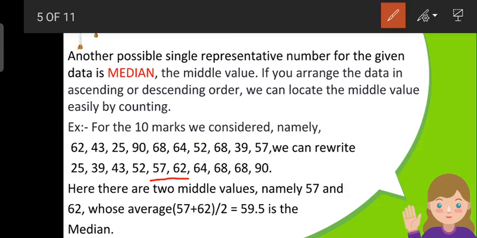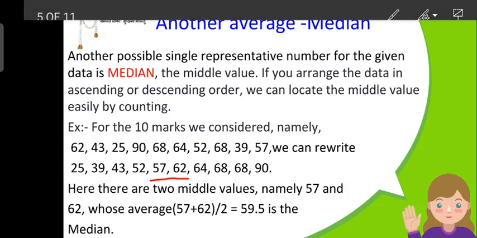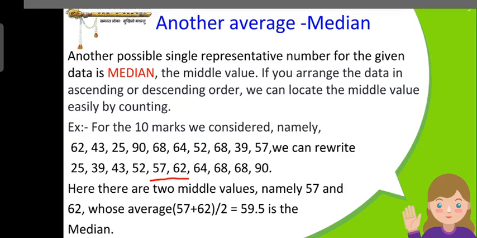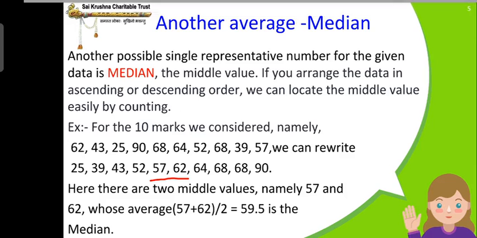So here in this example, 57 plus 62 divided by 2, which gives 59.5, is the median value. Is it clear, children? If you have only one value as the middle value, then that itself represents the median. But here you have two, therefore you have to take the average of it. Okay?